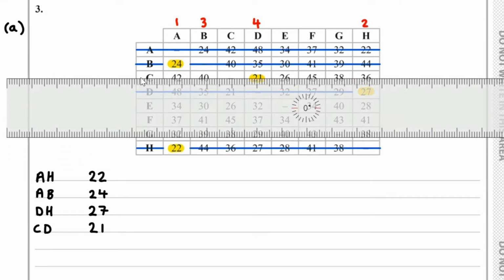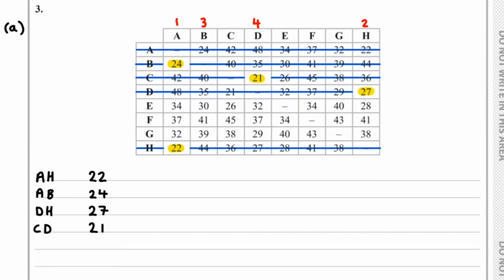We delete row C and then write a 5 above column C. We now look down A, B, C, D and H. The smallest entry is the 26. EC has weight 26.